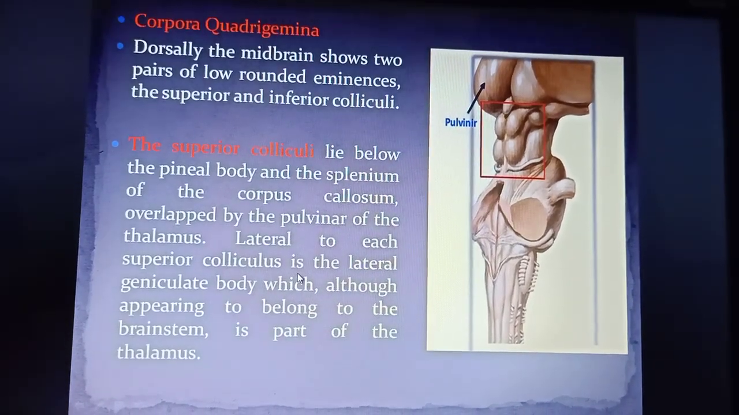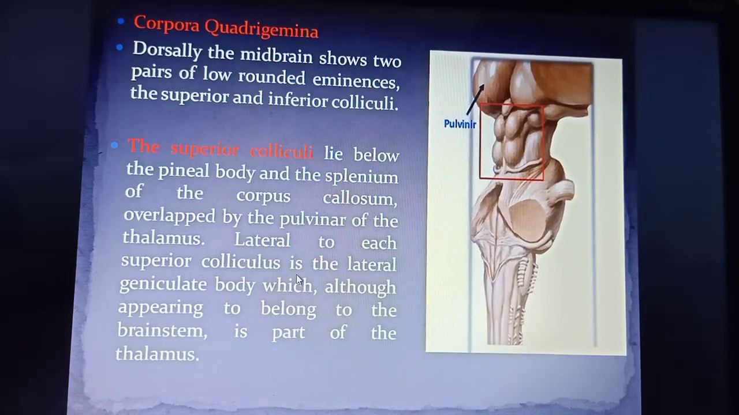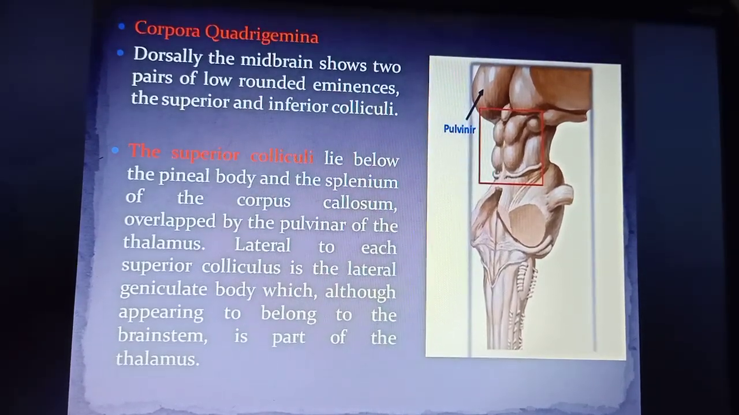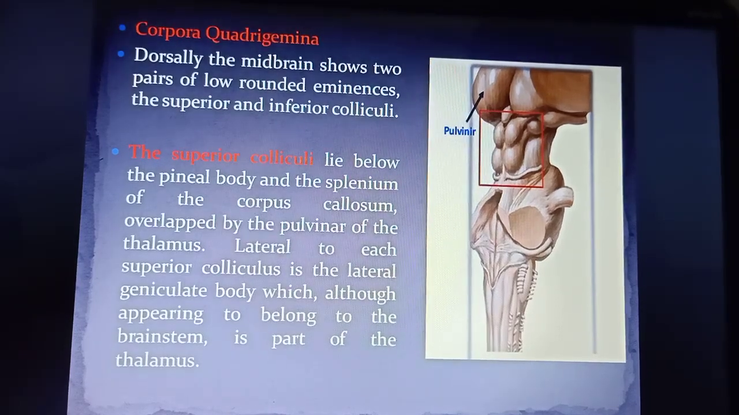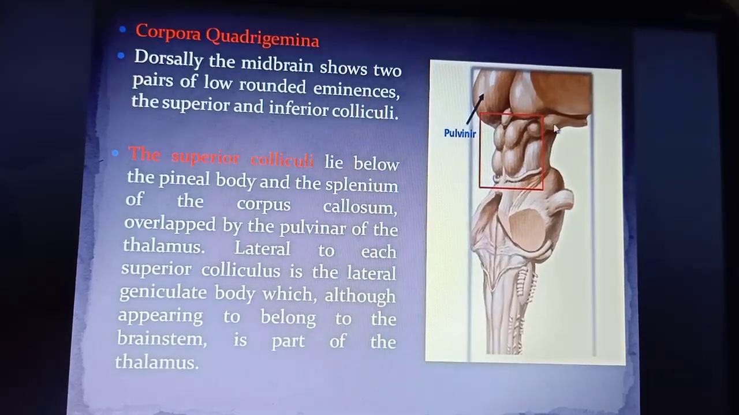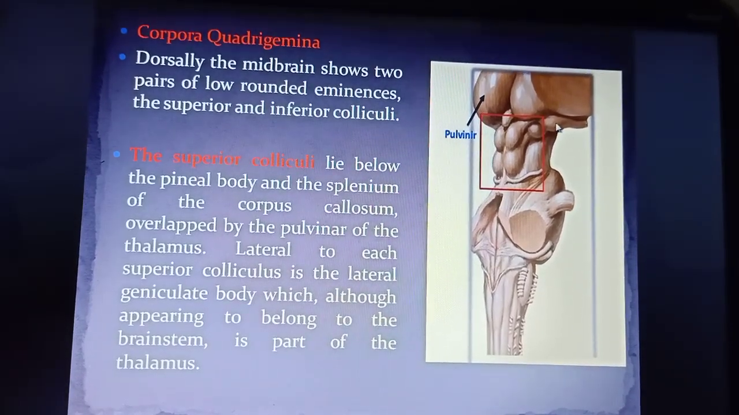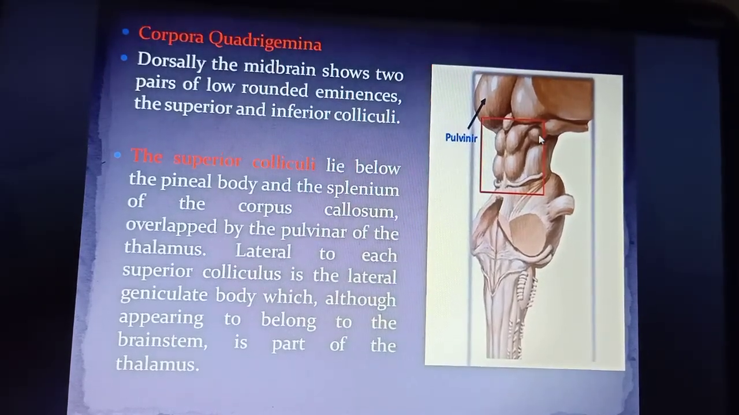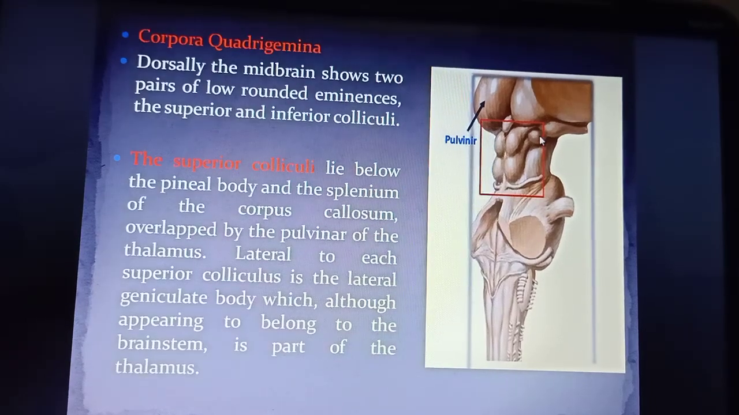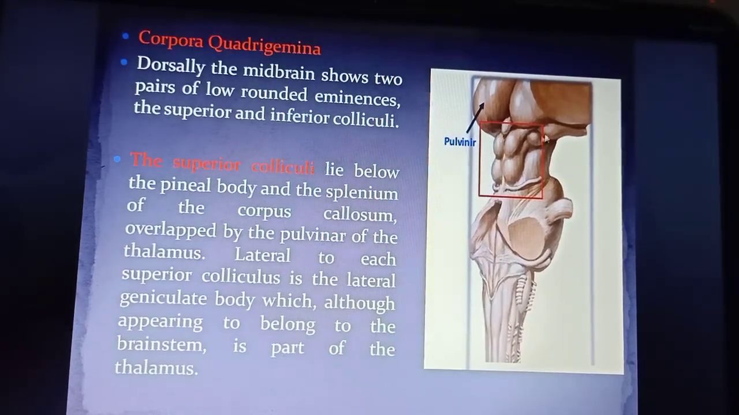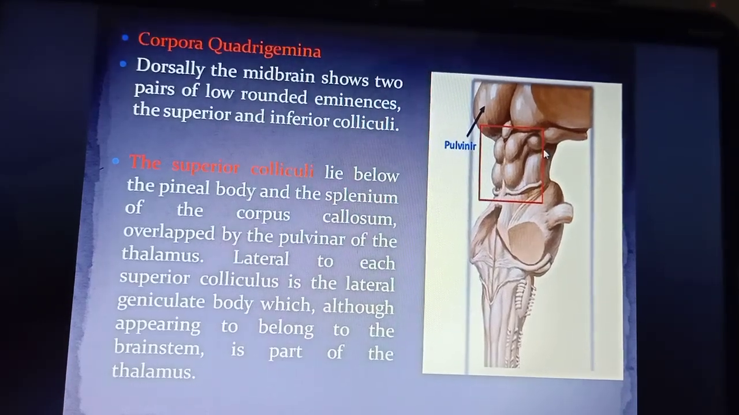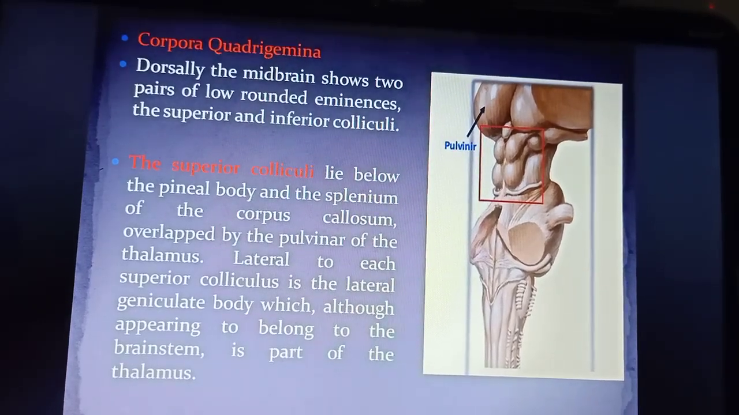Lateral to each superior colliculus is the lateral geniculate body, which, although it appears to belong to the brainstem, is a part of the thalamus. Here is the lateral geniculate body, which is a part of thalamus. Here is the medial geniculate body. This is also a part of thalamus, although it appears to be present in the brainstem. See in the previous slide.